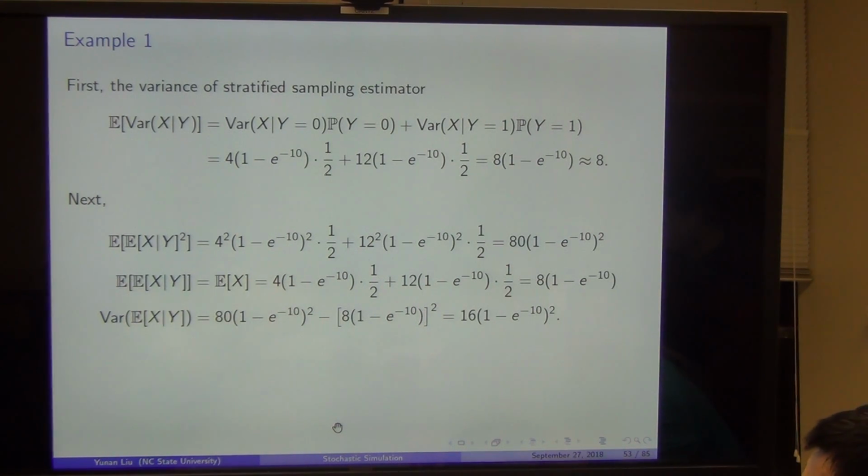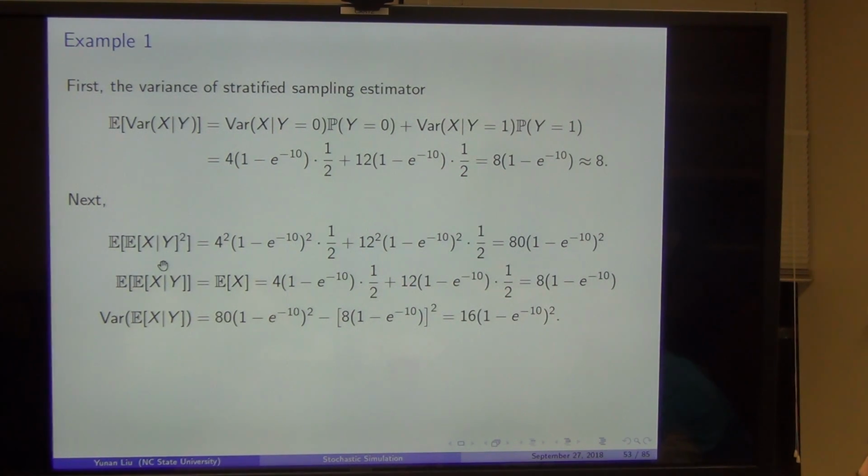First, the variance of the stratified sampling estimator. We know that this is equal to this. We have the variance reduction, so we only have one term. So this is the variance of the stratified sampling estimator. This guy is equal to the variance in the first case times the probability of the first case, plus the variance of the second case times the probability of the second case. Plug in the numbers, and you will see this is 8 times 1 minus e to the minus 10, which is about 8. Okay, combining the two terms.